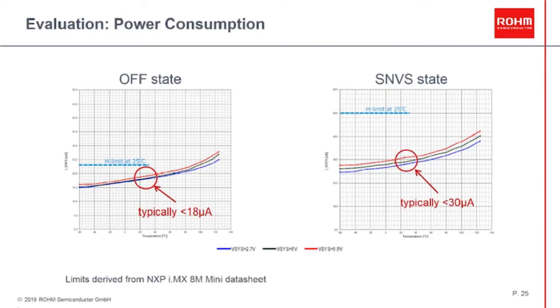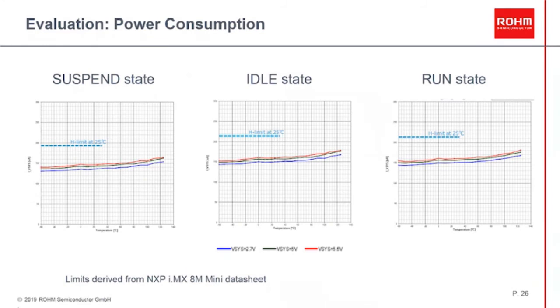A further quality attribute is the total power consumption of the PMIC. Most important is the off state as well as the SNVS or RTC state for battery-driven devices. Here, on these two graphs, you can see that the quiescent current of the PMIC is extremely low, down to approximately 18 microamps and less than 30 microamps for all input voltages and the full temperature range. The quiescent current for higher operational modes like suspend, idle, and run mode is not of that importance, as there are loads which will dominate the overall power consumption. Anyhow, the requested power consumption for all these modes is as low as possible to improve the thermal behavior and ensure longest operational times.